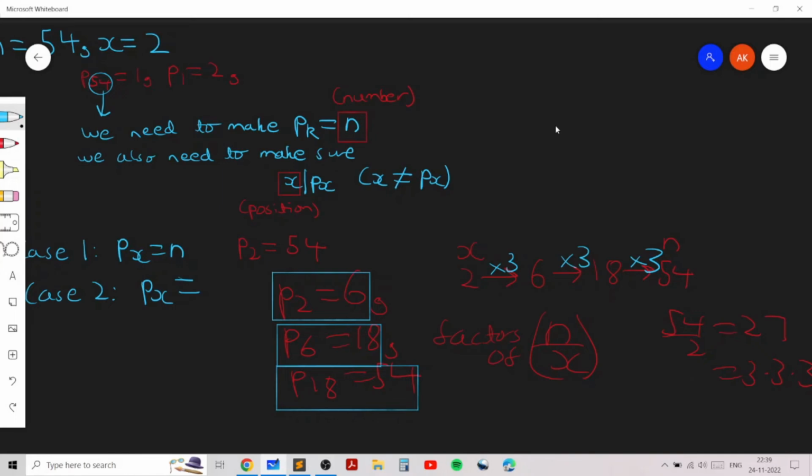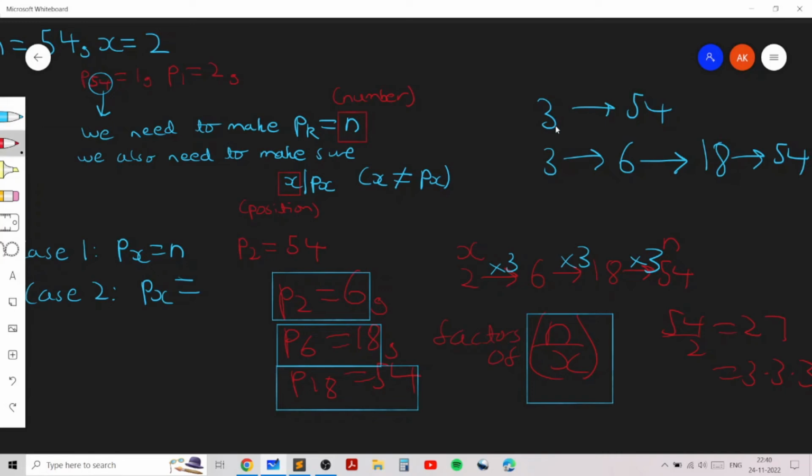So we know that if something should come at position x and if the number n should go somewhere, you can find a path from x to n. And if you want to find a path from x to n which has the minimum values for p of x, you will basically find the factors of n by x, and each time you will multiply by the smallest factor. So you'll multiply by 3, 3, 3, or if it was something like 3 to 54, you'll multiply by 2 first, 3 to 6, then 6 times 3 is 18, and then 18 times 3 is 54.